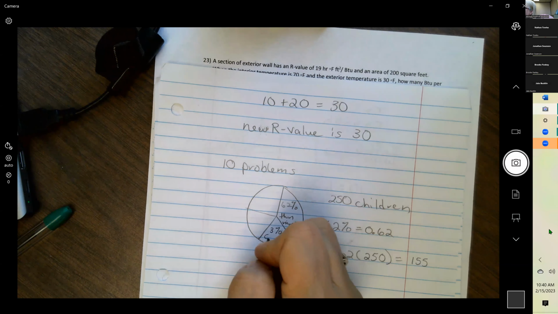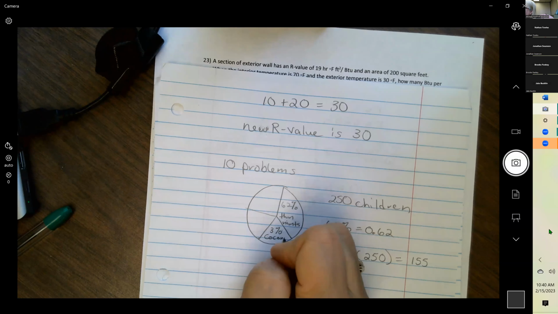The one with the coconut, I don't like the coconut. Well, my son's allergic to nuts, so.